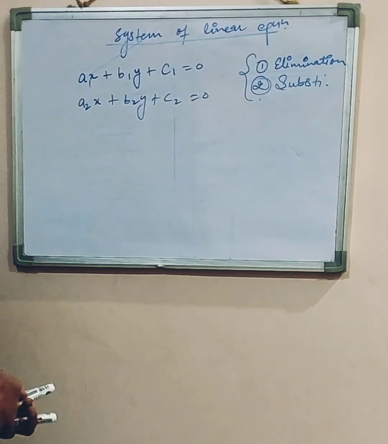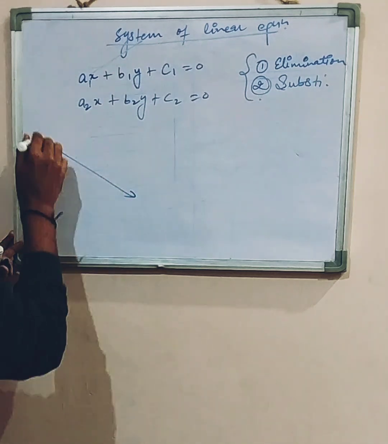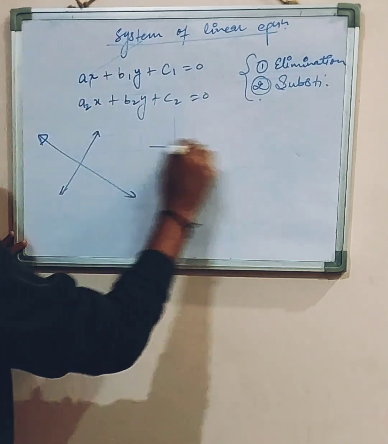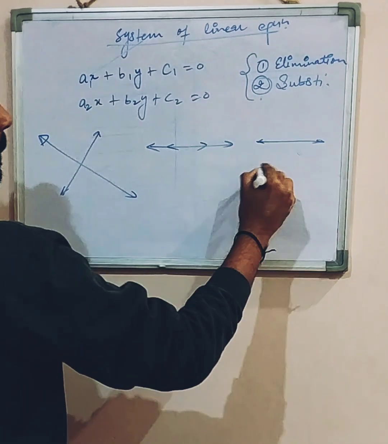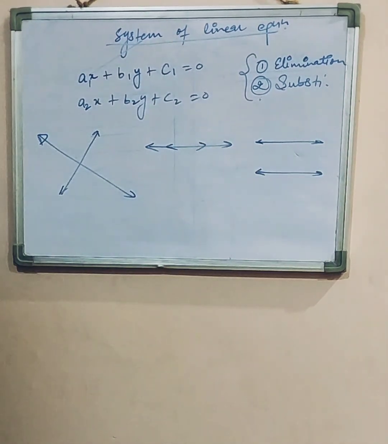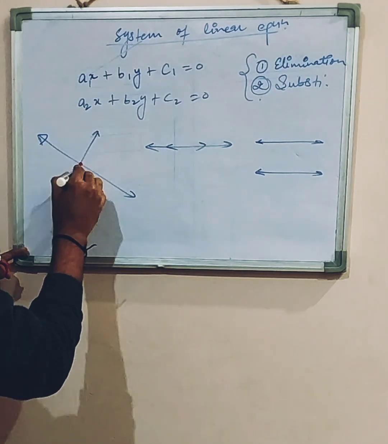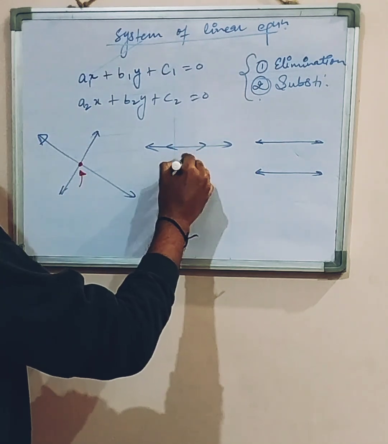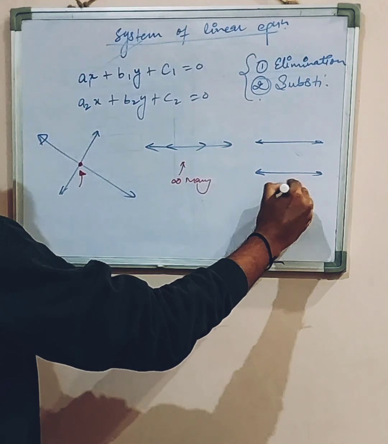so in how many ways can two lines touch each other, intersect or whatever it is, or not touch each other? The possible cases are, these three are the possible cases. In this case, only one point is there at which two lines are intersecting. Here, there are infinitely many points, right? Here, no points are there.